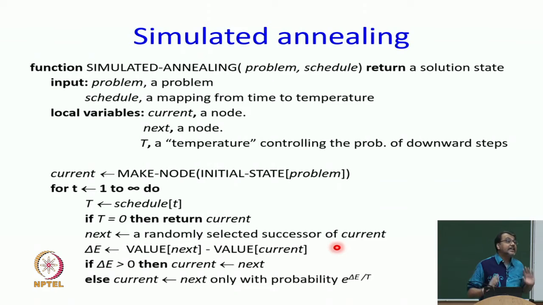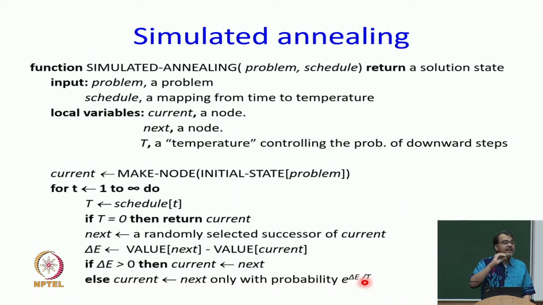On the other hand, if delta E is negative, that means next is worse than current, but then how much worse? So, I will take that move with probability e to the power delta E by T, capital T the temperature. Notice that if delta E was very bad, like minus infinity, this probability would be 0. If capital T is 0 and delta E is always negative, this is negative divided by 0, which is e to the power minus infinity, which is 0. So, if my temperature is too cold, then I do not ever make a bad move, and if my delta E is too bad, I do not ever make a bad move.